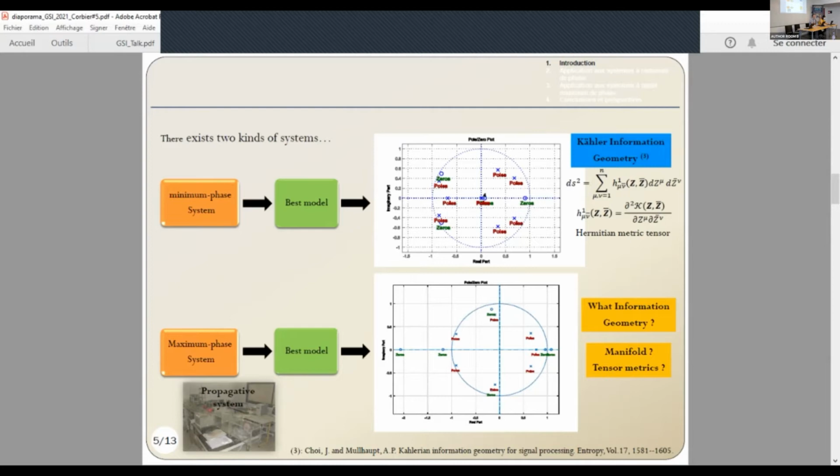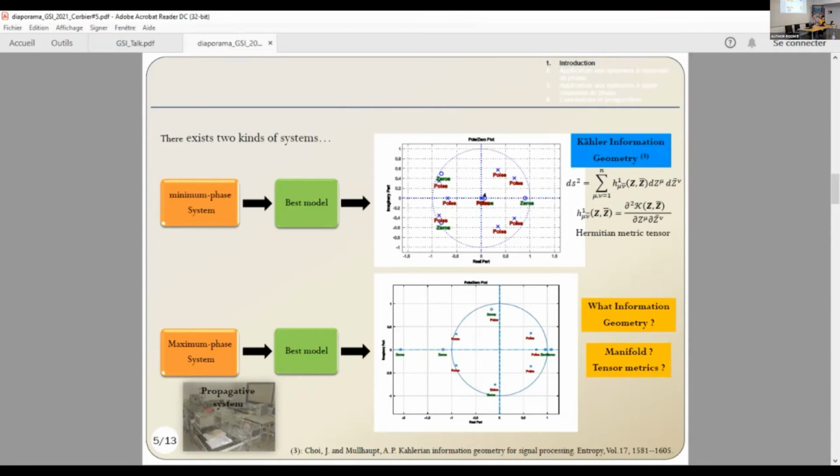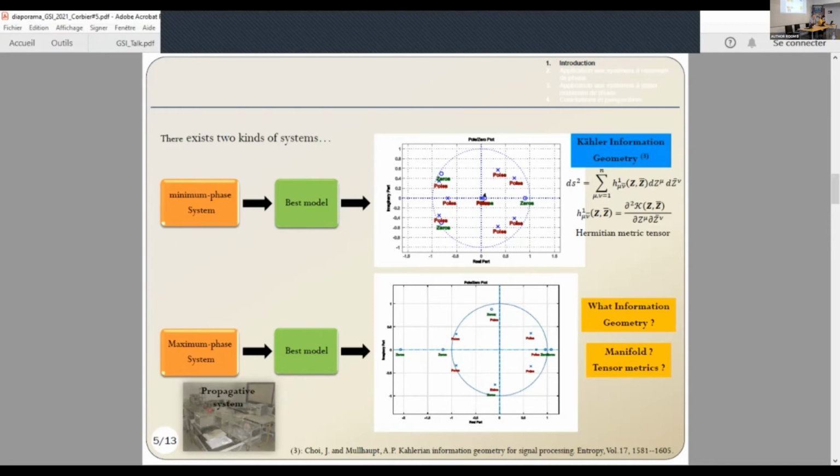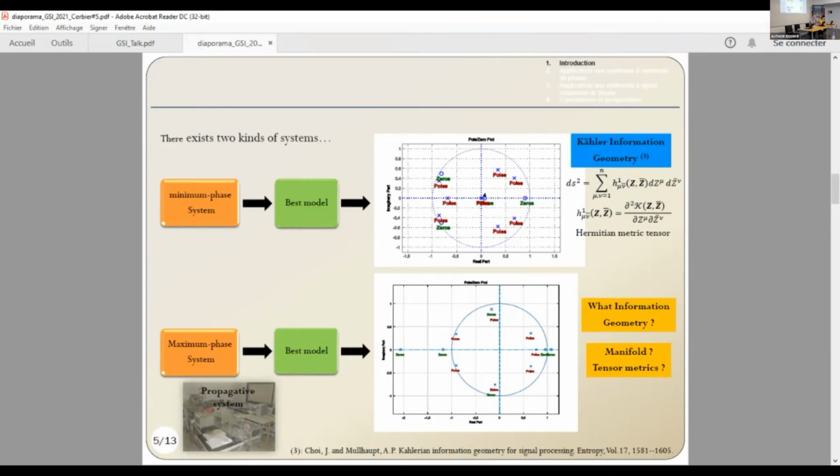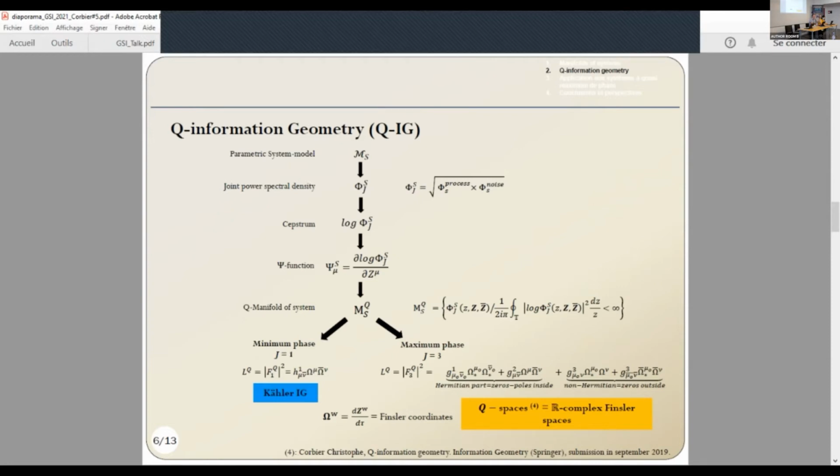And what happens when we have a maximum phase system? A maximum phase system is a system where some zeros in the transfer function are outside the unit disk. And in fact, what information geometry? Manifold, tensor, matrix. This is the Q information geometry that I developed. This is the main process of the Q information geometry.